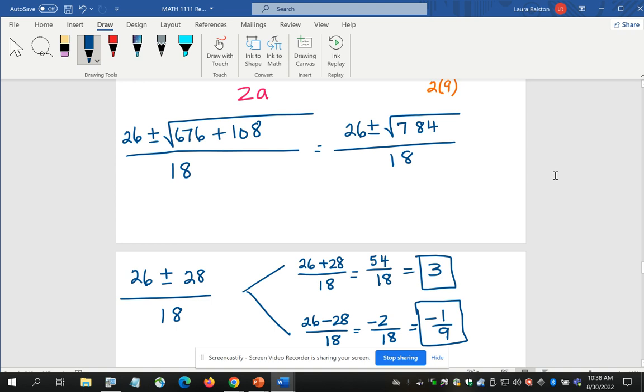And again, you can do either method on either problem. Again, a lot of students prefer quadratic formula. Just be careful, make sure you're applying the formula correctly.